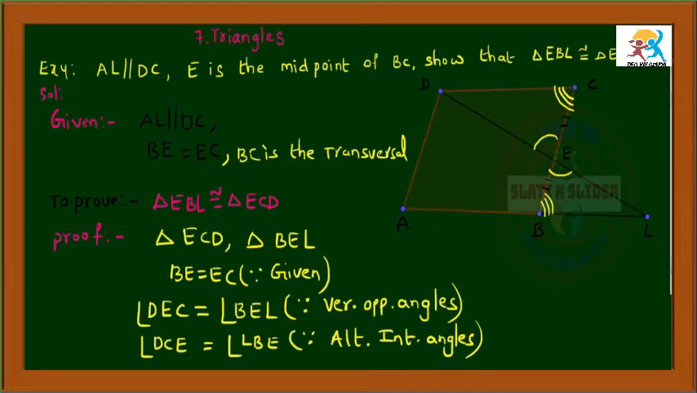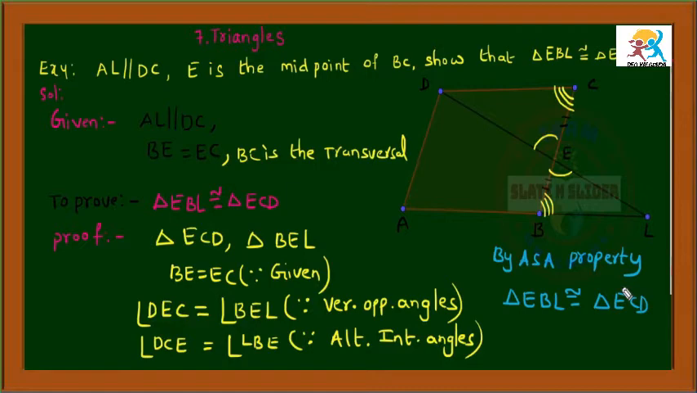So by ASA property, because we have two angles and one side, by ASA property we can say that triangle EBL is congruent to triangle ECD. Like this we have to prove.